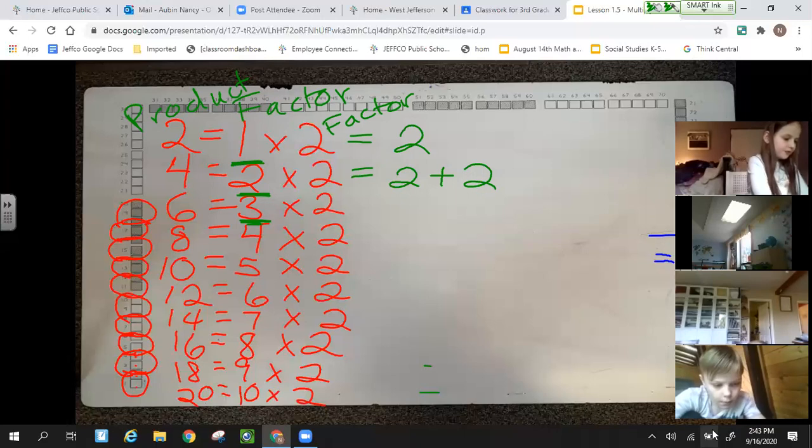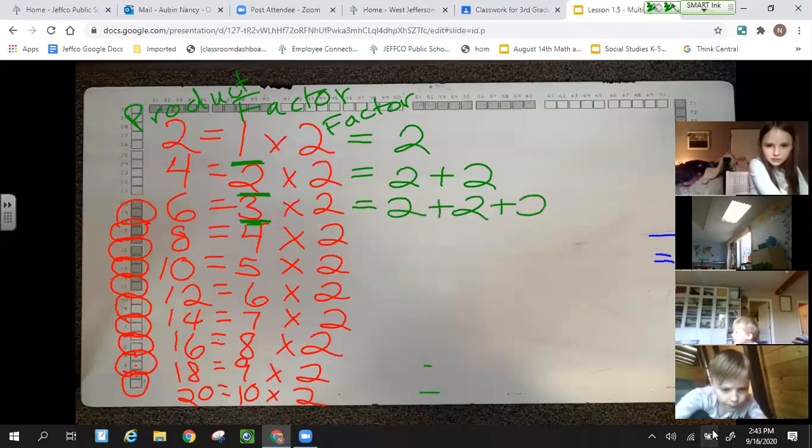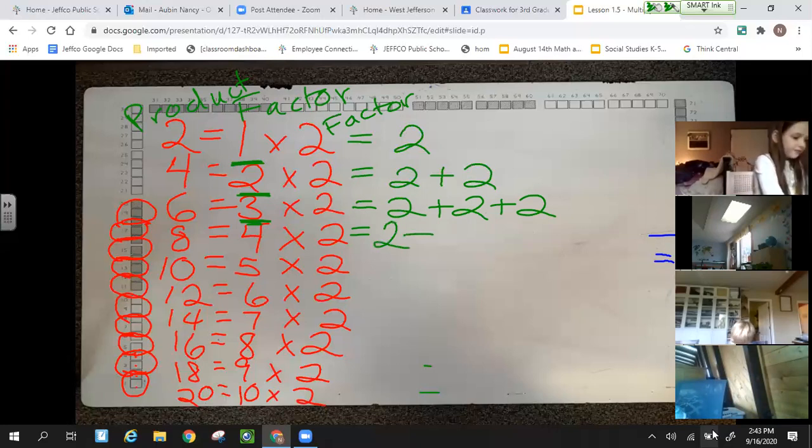So for 6 equals 3 times 2, how many 2's should I have? Yes, 3. 2 plus 2 plus 2. You should be writing this with me. If you think you understand it, you can go faster than me. Henrik, if I know 8 equals 4 times 2, what would I write for the addition problem? Excellent. 4 groups of 2. 2 plus 2 plus 2 plus 2. I need to have 4 of those.